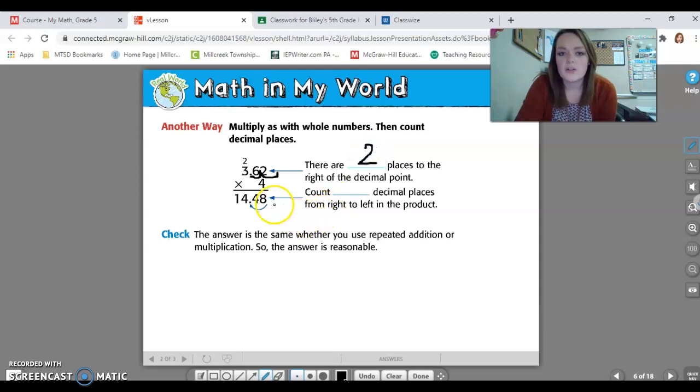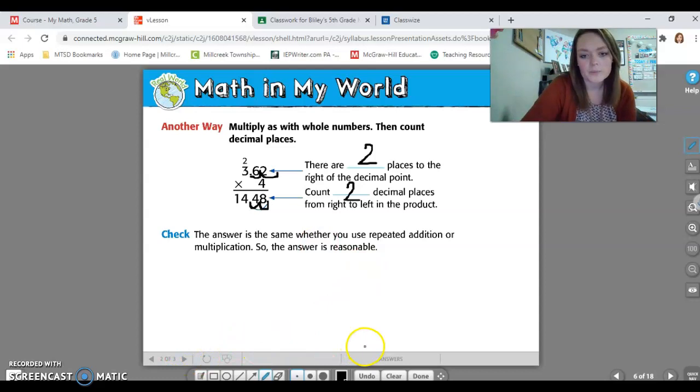So what we are then going to do is start at the end of our answer that we found, and count 2 spaces, 1, 2. And that is where our decimal goes. So we're going to practice that a lot today. As you can see, they multiplied the number. How many spaces were to the right of our decimal? In 3 and 62 hundredths there were 2, 1, 2. Then when we solved our answer, we count from the last number and count 2 spaces, and that is where our decimal is going to go.